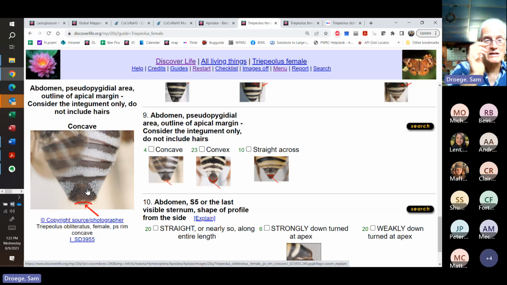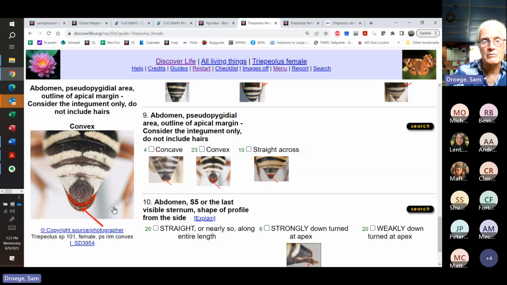If someone knows, put the details into the chat. I'm guessing that's what most pseudopygidial areas are. It's some structural element to the abdomen that allows them, basically like a hand, to pat down something. So what you're looking at is the rim. Here it's actually slightly concave. And again, pretty sweet character because it's not usually that ambiguous unless you're right at, is it concave or is it straight? So here you have convex.